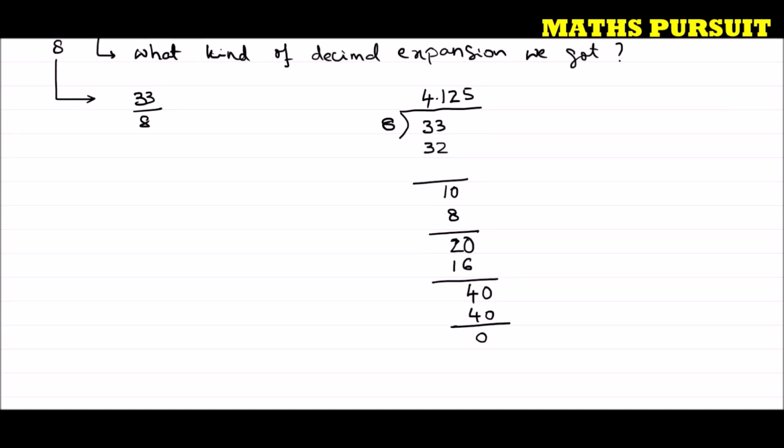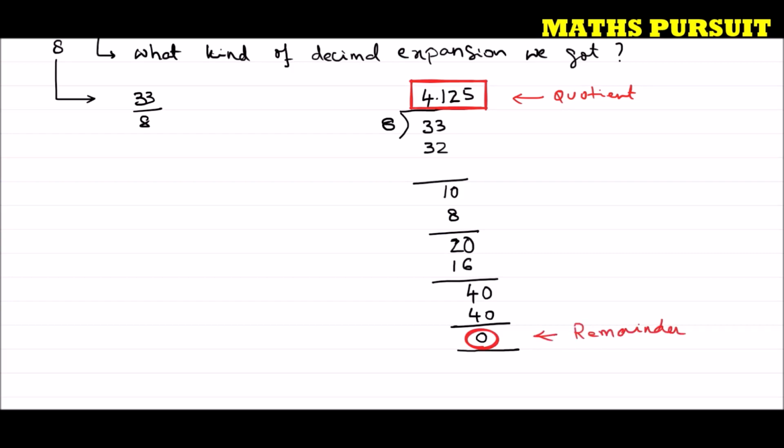That means our division is done. We got remainder as 0, and that means our division is done. We can stop here and we can analyze the expansion that we got. We got the quotient as 4.125. This is our quotient that we got. And why we stopped? Because we got the remainder as 0. So for that reason we stopped our division.